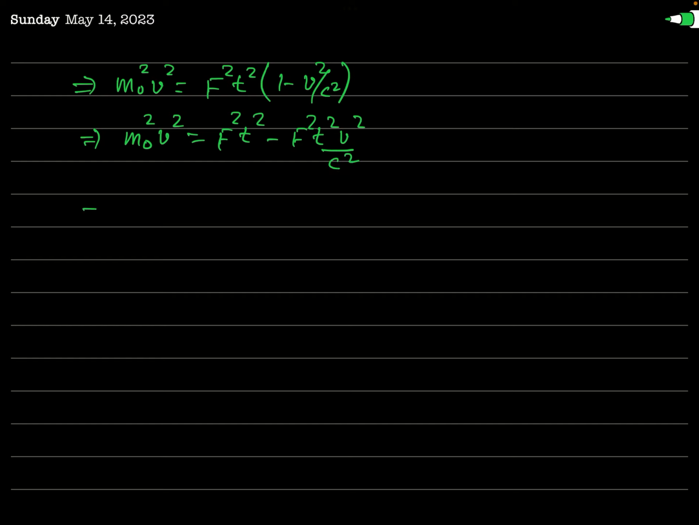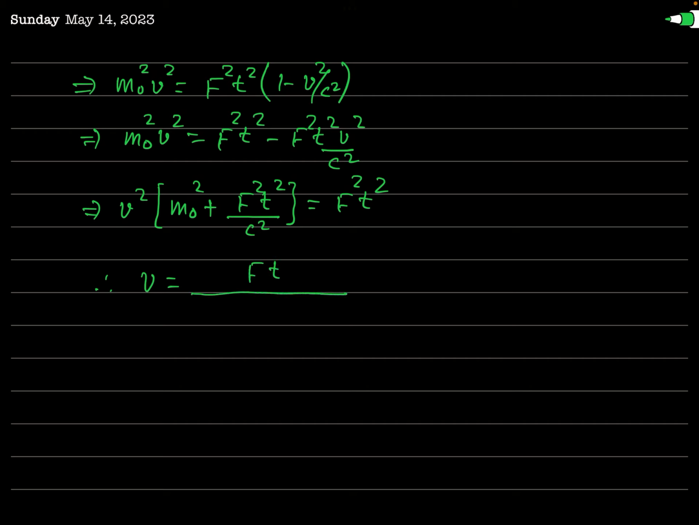Now let us bring this last term to the LHS, and we can take v square as a common factor. So this will be v square times m naught square plus f square t square over c square, and this will be equal to f square t square. Therefore, from here you can find the value of v. This will be ft divided by m naught square plus f square t square over c square, the whole to the power half.